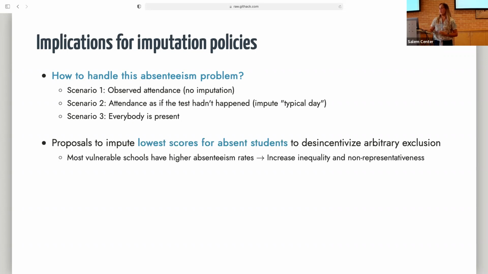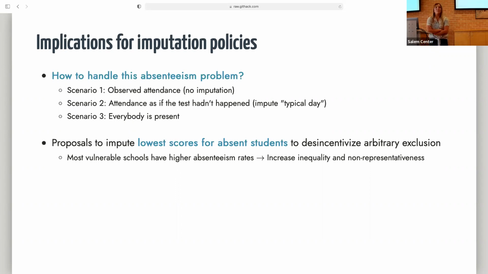So, for instance, one of the proposals that some agencies have made in order to disincentivize schools from promoting absenteeism on the day of the test is to just impute the lowest score for those absent students. So if the student doesn't show up, we're just going to give you the lowest score for that kid. So you need to make sure that they show up, because anything will be higher than that lowest score, or well, maybe not, but hopefully they will be higher than that lowest score.